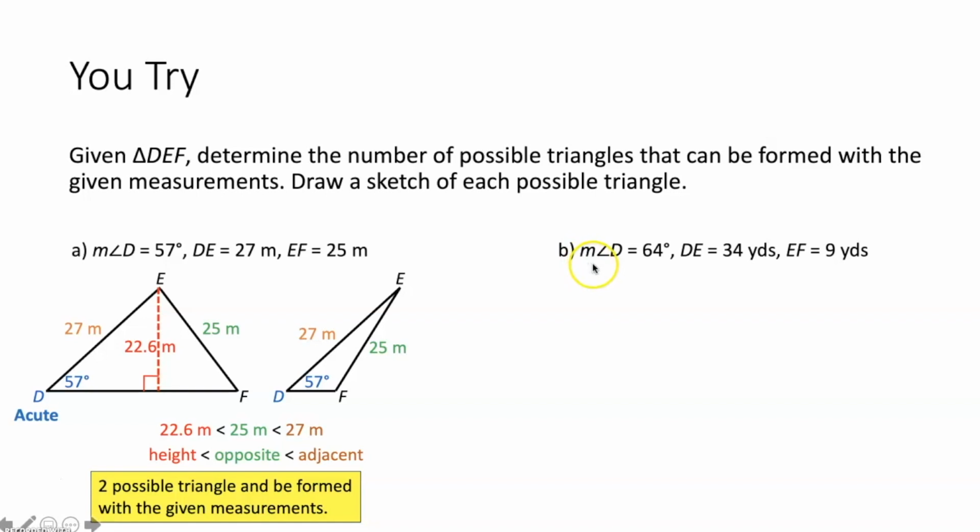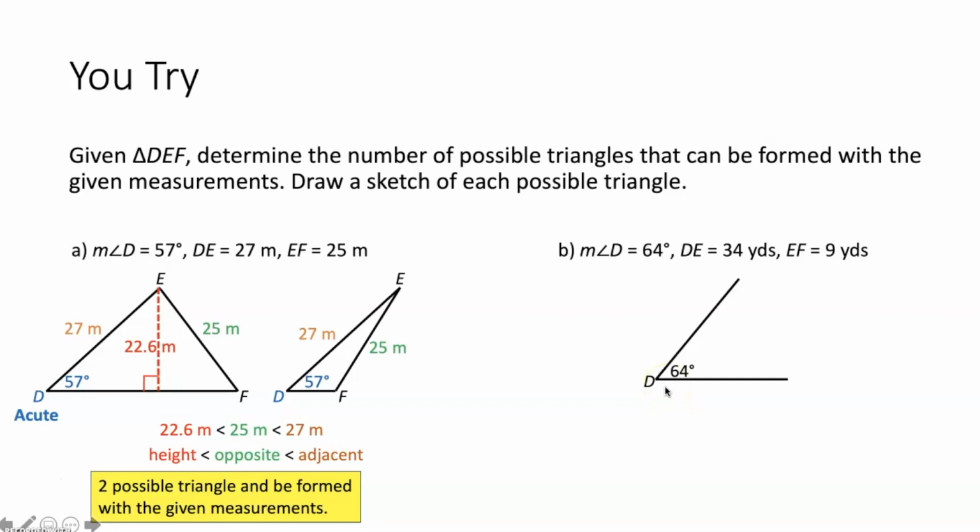Part B, doing the exact same thing. So the first thing we need to do is make a sketch of this triangle with this given angle measure and these two side lengths. So we start with our given angle, which we call our anchor angle. So we're going to create an angle measuring 64 degrees and call that angle D.